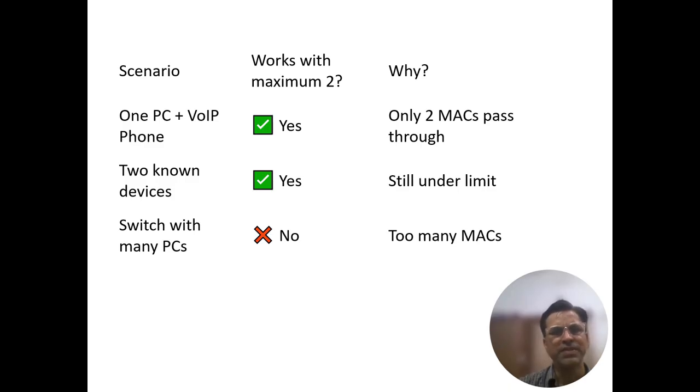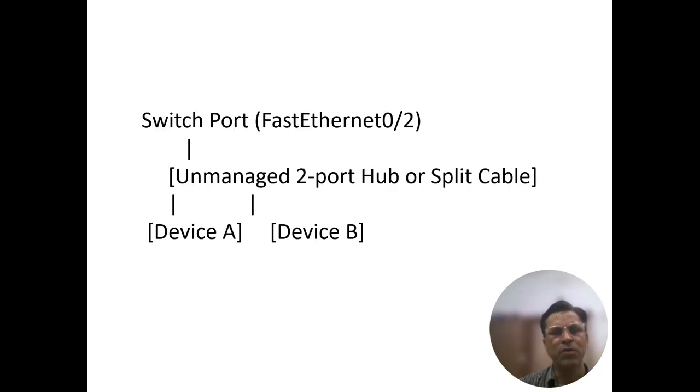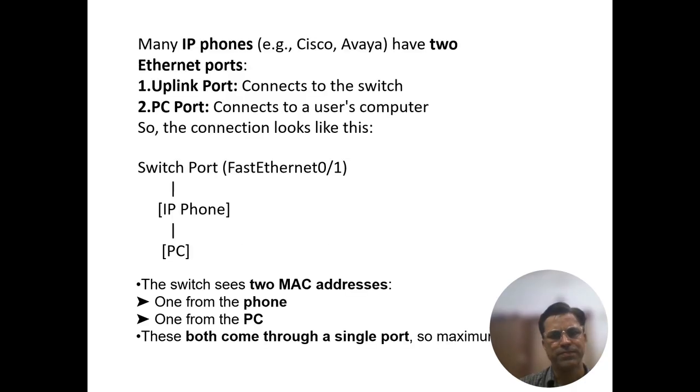Two known devices on the same port. Security against MAC address flooding or unauthorized connection. Both devices connect to the same physical port. The switch sees two unique MAC addresses. Maximum 2 ensures both devices are allowed. This allows both the phone and PC to access the network securely, and blocks the third device if someone tries to add another device.